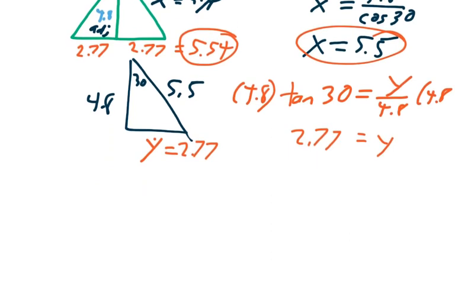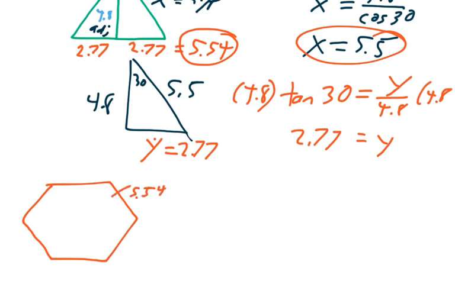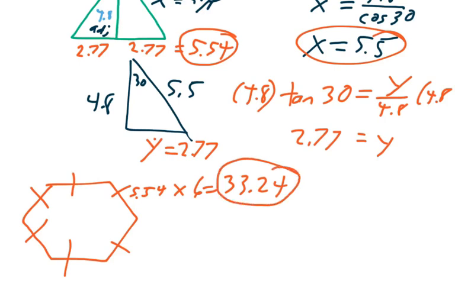So now in part C it says I'm going to find the perimeter of the entire hexagon. That didn't turn out as well as I wanted to. That's a little bit better. And each one of these is 5.54. So I'm going to take the 5.54 and multiply it by 6. And that gives me 33.24. And that's my answer for part C.